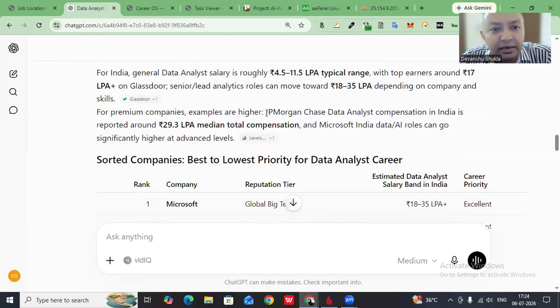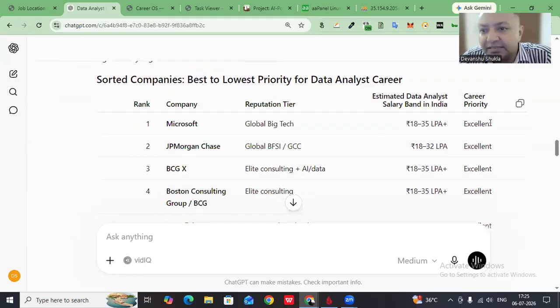And if you see companies like JP Morgan and Chase, consider these the dream companies for people. Among premium companies, for example, JP Morgan compensation in India is reported around 29.3 LPA. And Microsoft India data AI roles can go significantly higher at advanced levels. So with respect to reputation and where you can land up, you can target Microsoft, a global big tech, at 18 to 35 LPA. Not at the first position, but eventually that should be your target. That could be your value ladder, the companies you should apply for and prepare yourself accordingly.